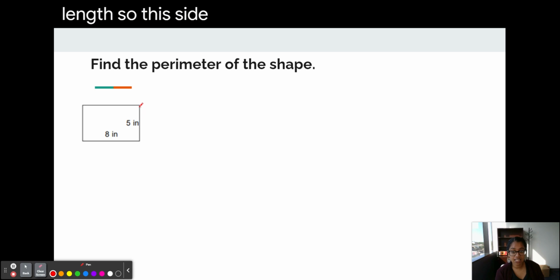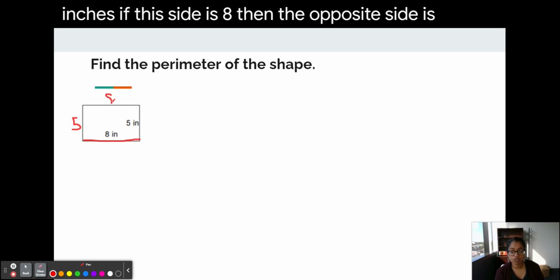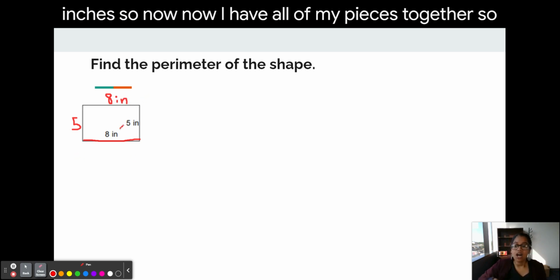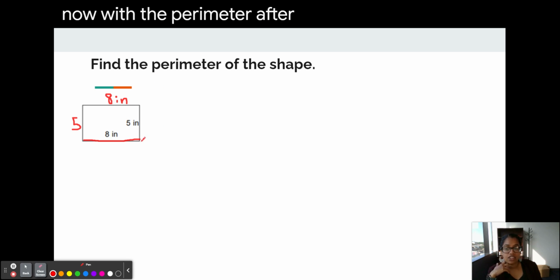So if this side is 5, then this other side is also 5 inches. If this side is 8, then the opposite side is also 8 inches. So now I have all of my pieces together. Now with the perimeter, I have to find the total distance all the way around the shape, right?